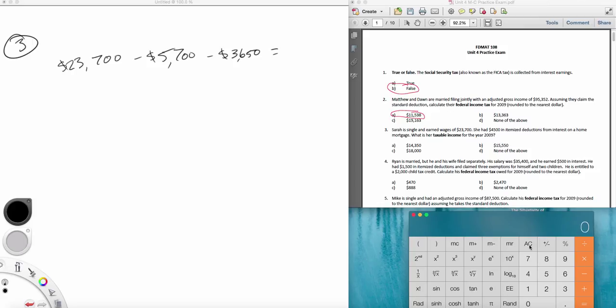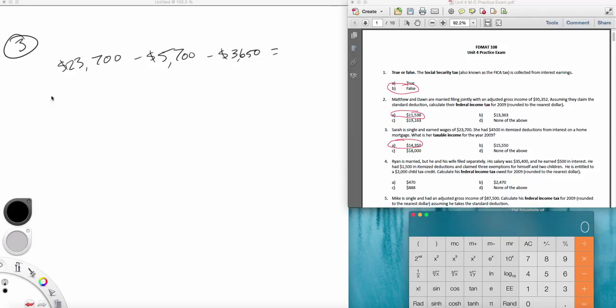So we'll clear that out. 23,700 minus 5,700 minus 3,650. And that's 14,350. So we can see that that's our answer over here. So we can just go ahead and circle that and move on.